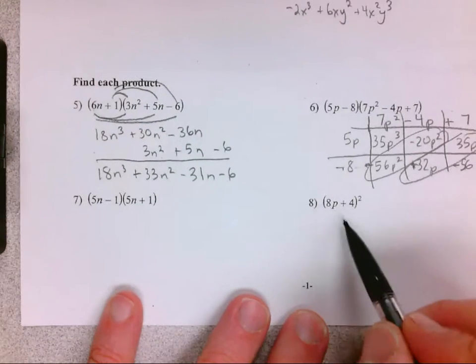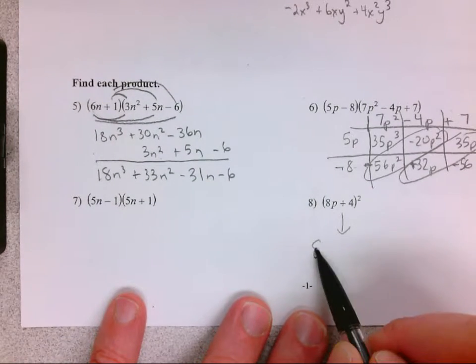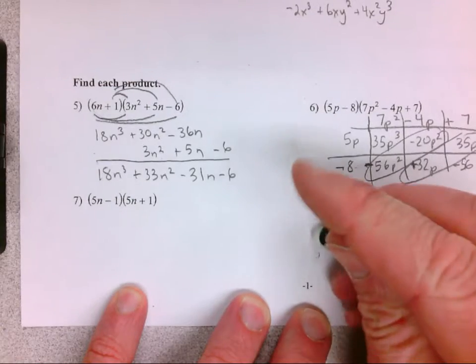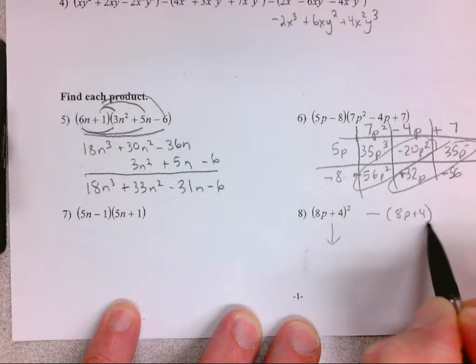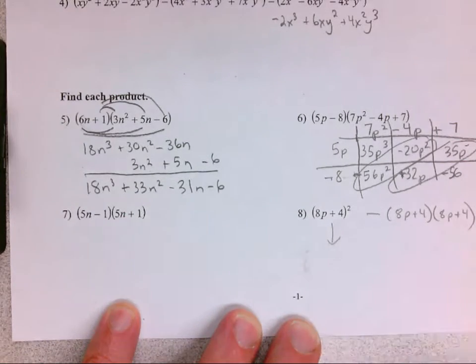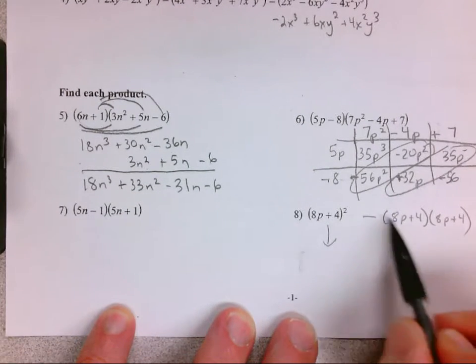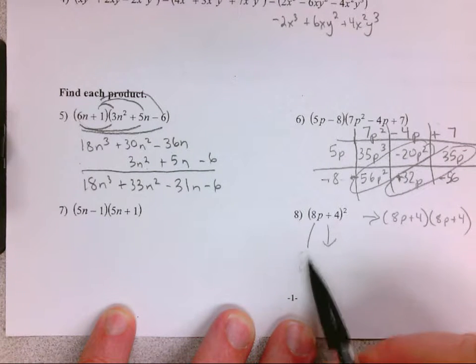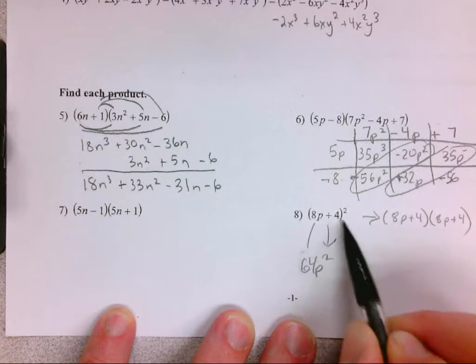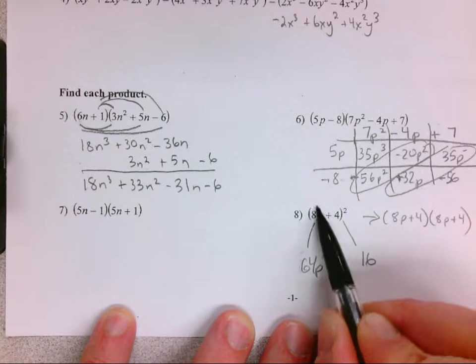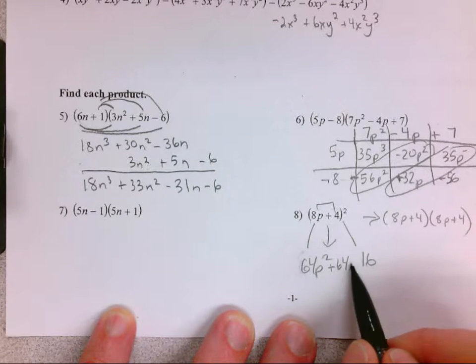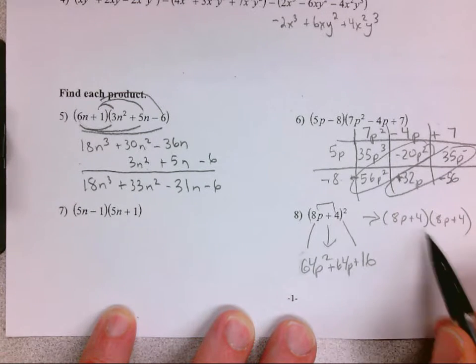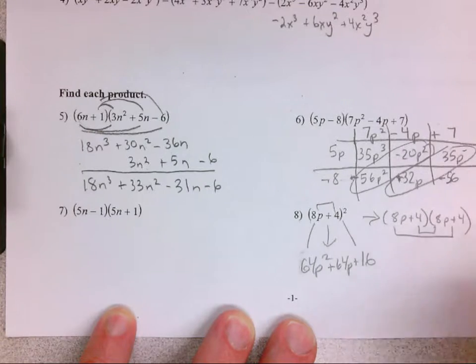Right here, do not square both numbers and write it. You either need to do 8p plus 4 times 8p plus 4, or use the shortcut of square, multiply together, and double. So 32p doubled is 64p. If you don't have that shortcut, you can use the same method. I don't know which one's faster for you.